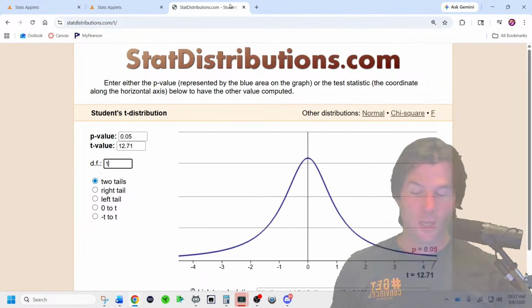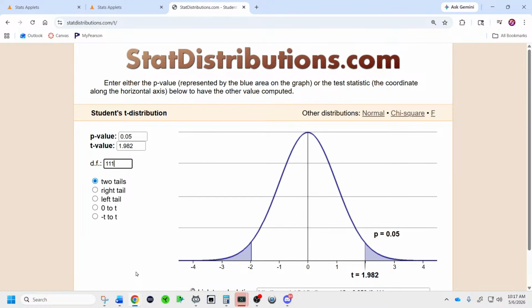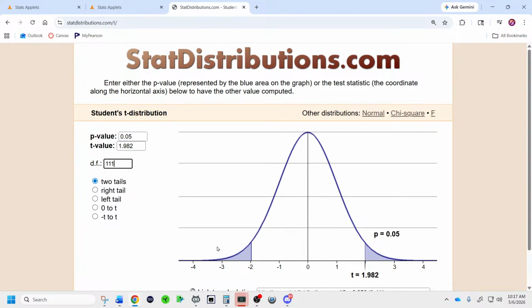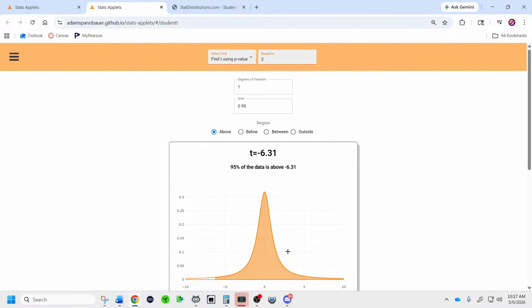T smashes it down. And as he gives it more freedom, it rises up into the normal. Now, the reason this applet looks like this and the other one doesn't is this has a static scale. So you're actually missing a lot of the ends of the curve right here. Notice that it goes further out, and then the t turns more into the normal with higher degrees of freedom. Adam's applet does it the same, but it changes the scale.